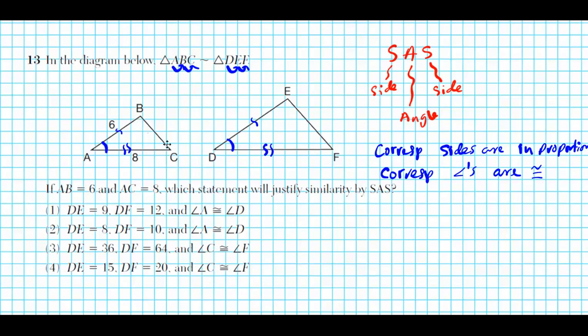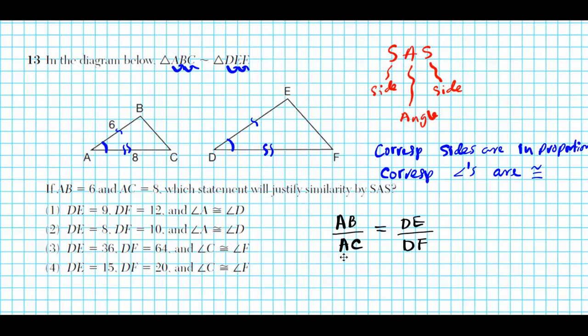AB and DE are corresponding sides, AC and DF are corresponding sides. So their ratios have to be equal. So we are going to have AB over AC equal to DE over DF. We don't know what DE and DF are, so we're going to figure out what AB and AC are, and then look at which combinations of DE and DF will give us the ratio that we get when we divide these two sides.